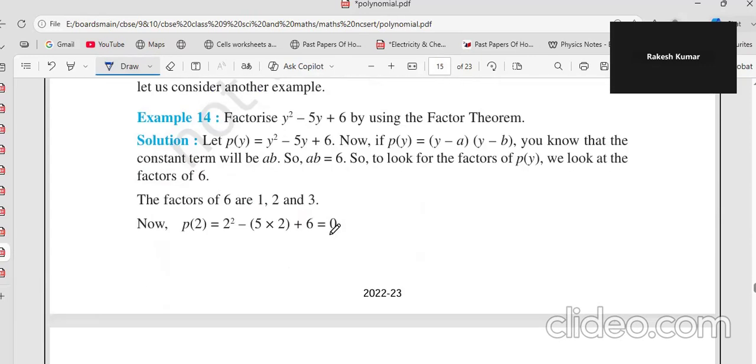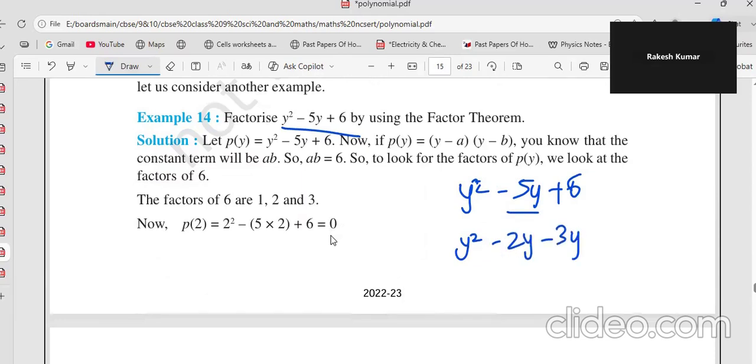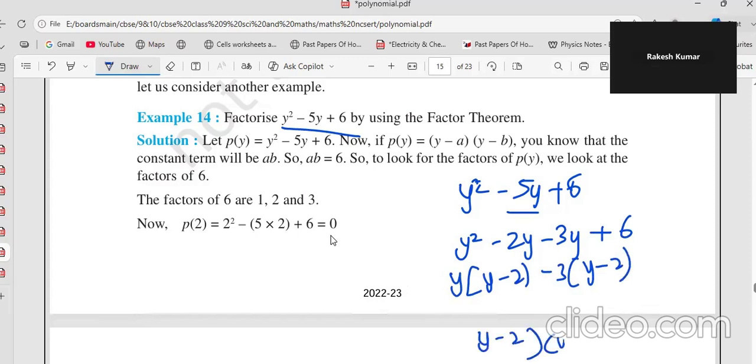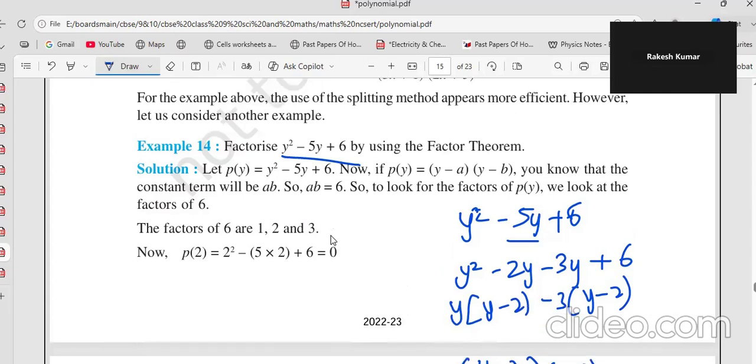If I factorize this by splitting the middle term, this will be y square minus 5y plus 6, and I will just split this. So this will become y square minus 2y minus 3y, because 2 into minus 3 is minus 6. Then I will take out y common. This will be y minus 2 and then minus 3 times y minus 2. And this is y minus 2 into y minus 3. So these are the two factors. That means I can write this as y minus 2 into y minus 3.